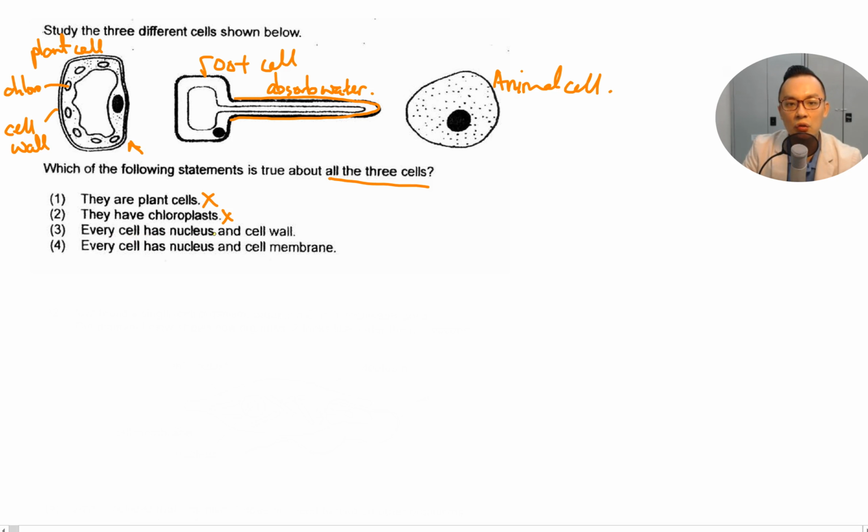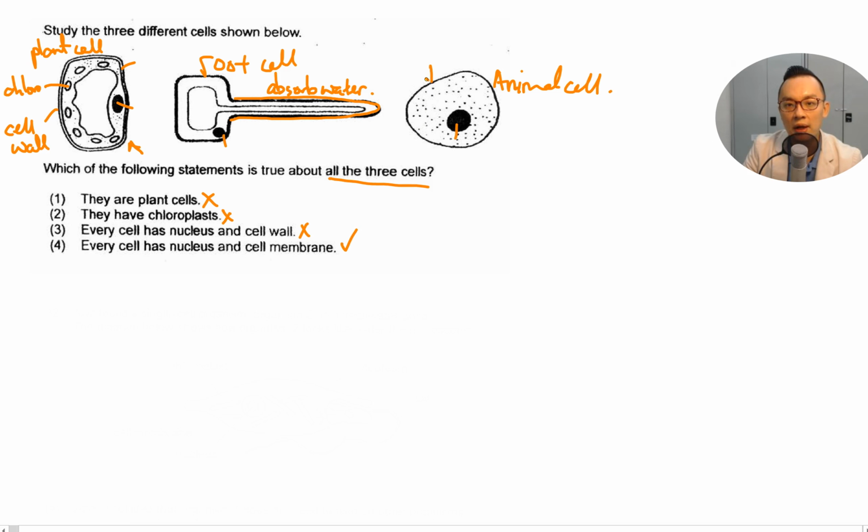Each cell has nucleus and cell wall. Not true. They all have a nucleus. This is the nucleus, nucleus, and the nucleus. But only this cell has a cell wall. Every cell has nucleus and cell membrane. That's right. So they all have a nucleus.